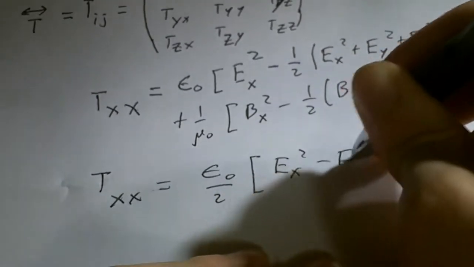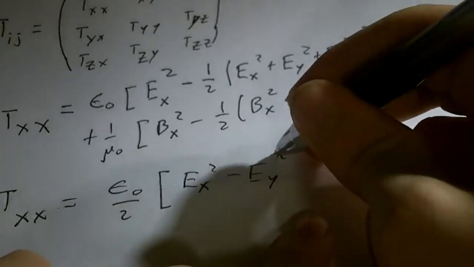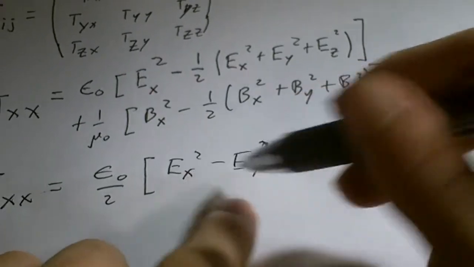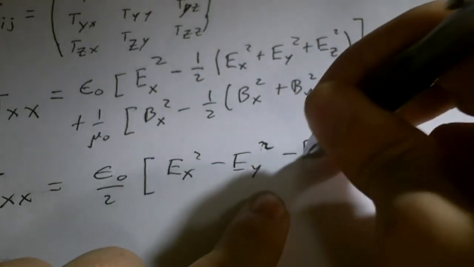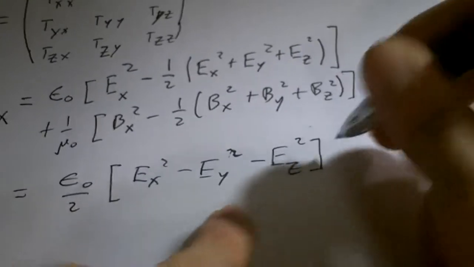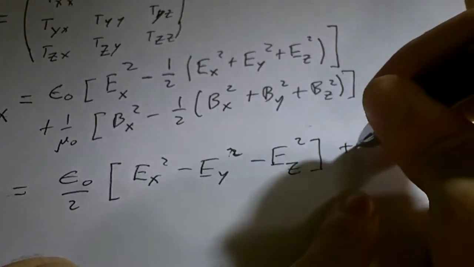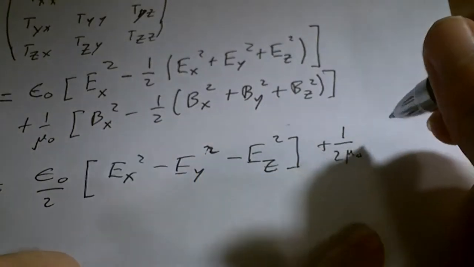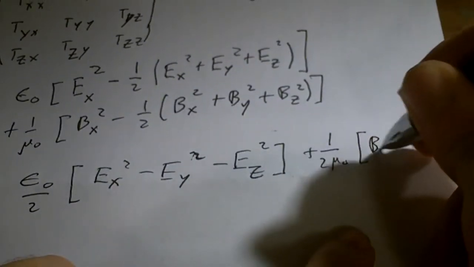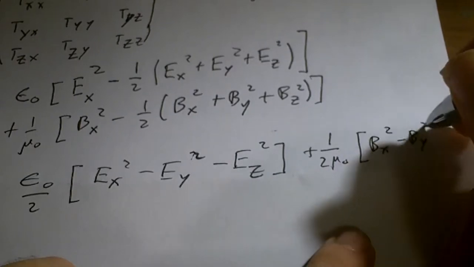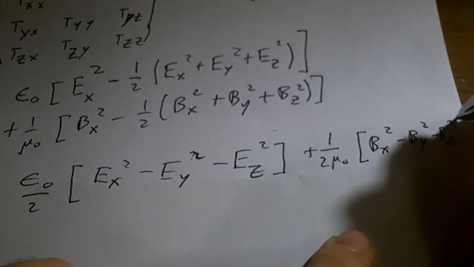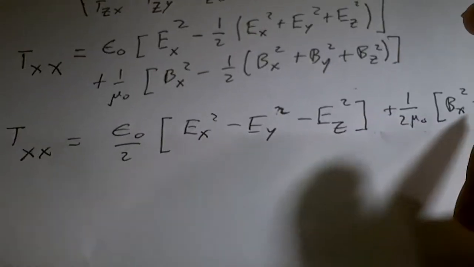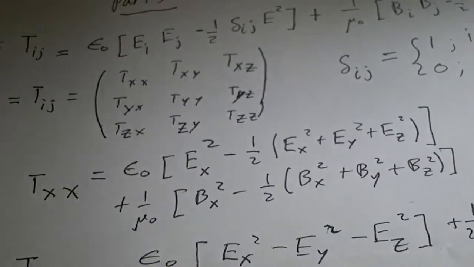So after simplifying this, we get Txx equals epsilon naught over 2 times Ex squared minus Ey squared minus Ez squared, where note that Ex is the x component, Ey is the y component, etc., plus 1 over 2 mu naught, factoring out the 2, gives us Bx squared minus By squared minus Bz squared. So we could do that for any of the terms on the diagonal, Tyy, Tzz, etc.